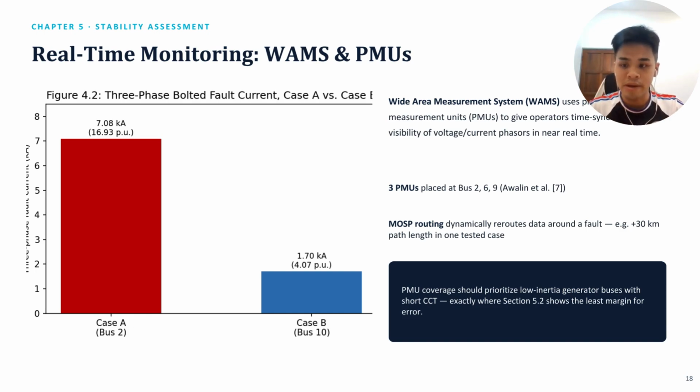So how would a real operator actually see this happening in real time? That's where the wide area measurement system comes in, using phasor measurement units, or PMUs, to give near real-time visibility of the network. Based on prior work on this same system, 3 PMUs placed at buses 2, 6, and 9 give the base coverage. And notably, that includes bus 2, exactly the generator we identified as having the shortest CCT margin.